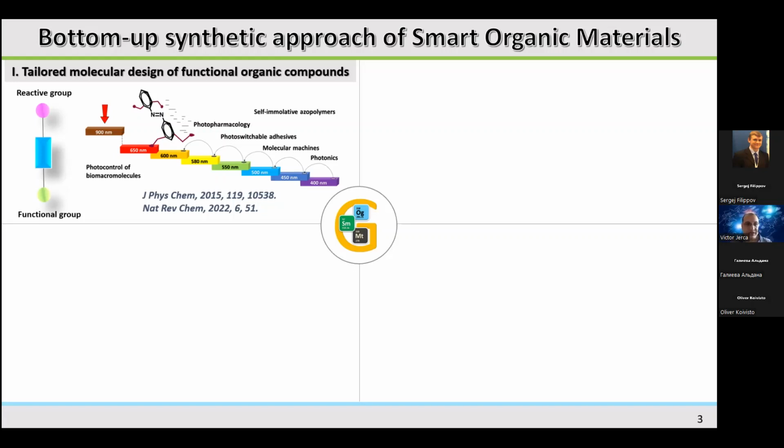We try to integrate functions into our materials, and for this we use this bottom-up synthetic approach, from the molecular level up to the macromolecular scale. And what we do, we design functional compounds, as you can see here, functional building blocks that have a functional group and a reactive group. And this reactive group allows us to further transform these building blocks into the final materials that we want to synthesize.